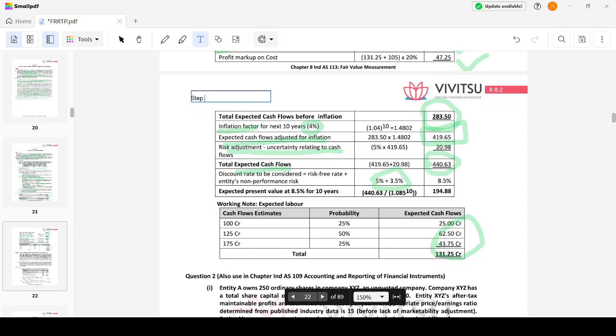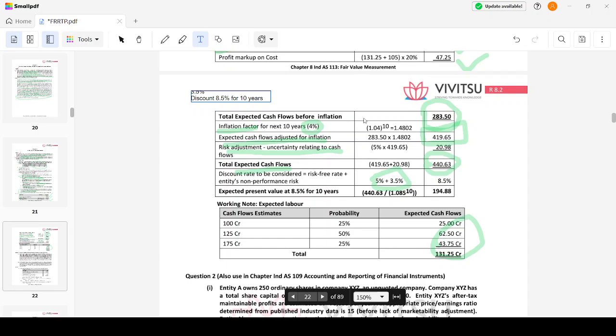Then now I have to discount and bring it to the present value. The discount rate is equal to the risk-free rate, which is 5%, plus the non-performance risk premium, which is 3.5%. Totally it is 8.5%. So I'm going to discount at the rate of 8.5% for 10 years.